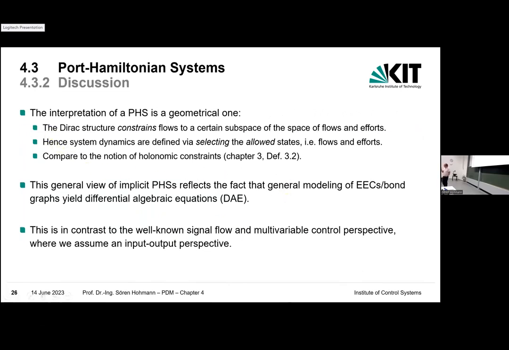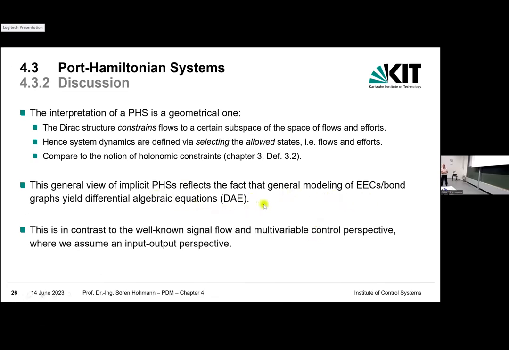So it's somehow comparable to what we've learned with holonomic constraints, but now on the integral part, so efforts and flows. It's not equal, it's comparable. Second, it's somehow implicit, so systems appear. So if we start modeling, we will never end with a state-space system directly. We will always end at an implicit notation. This is also one message one can take away.